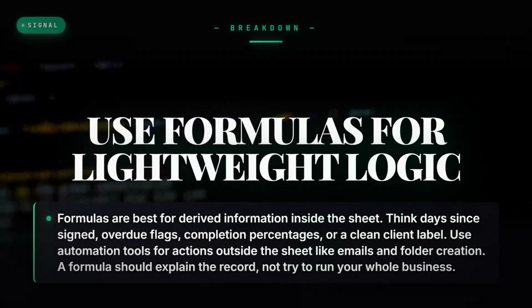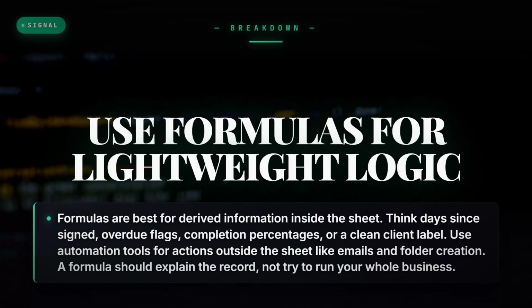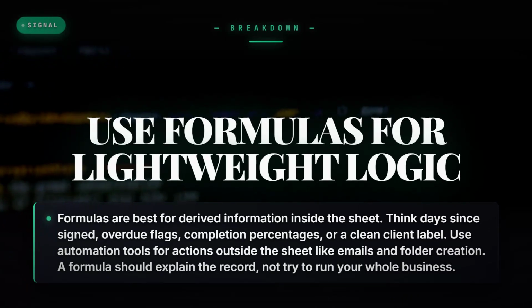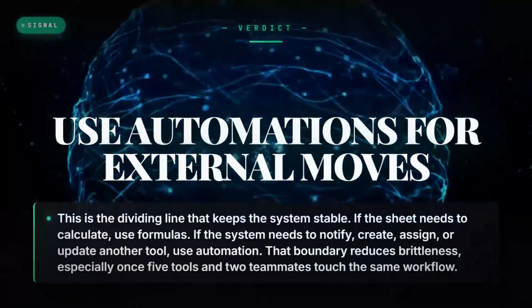Formulas are best for derived information inside the sheet. Think days since signed, overdue flags, completion percentages, or a clean client label. Use automation tools for actions outside the sheet like emails and folder creation. A formula should explain the record, not try to run your whole business. This is the dividing line that keeps the system stable.